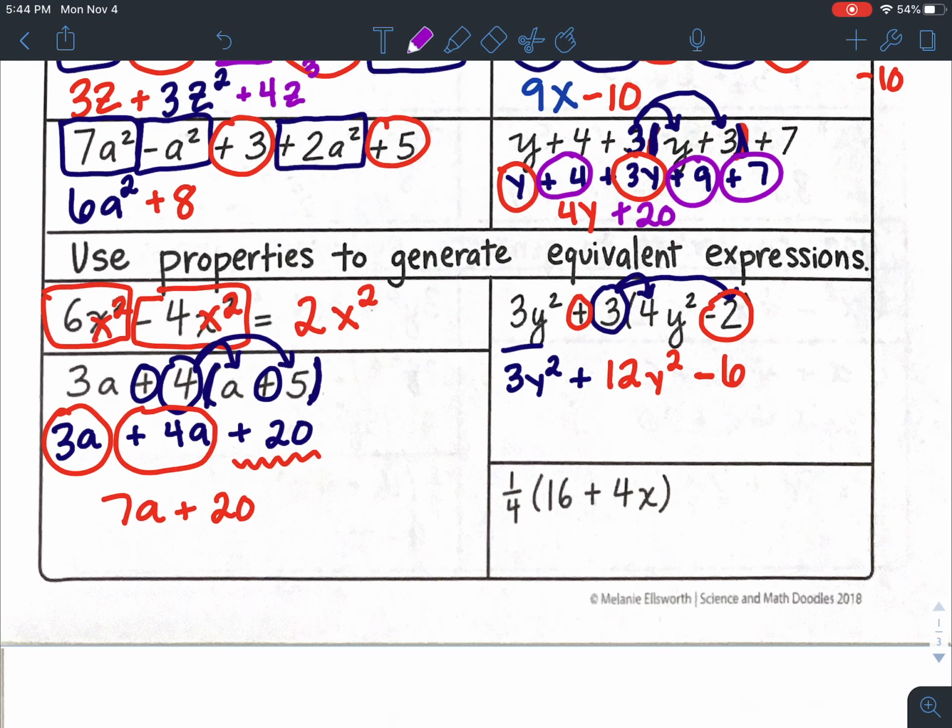Now I want to combine my terms that are the same. Here I have y squared. Here I have y squared. And then negative 6 is by itself. I can't combine that with anything. So 3y squared plus 12y squared gives me 15y squared. And then I have this piece all by itself up to the side, so minus 6.